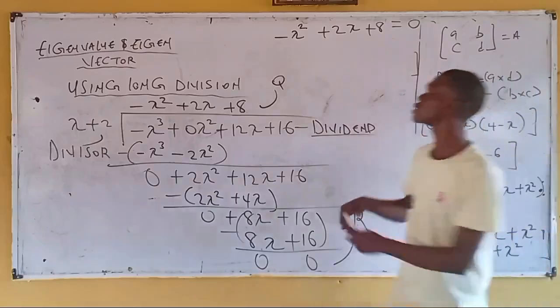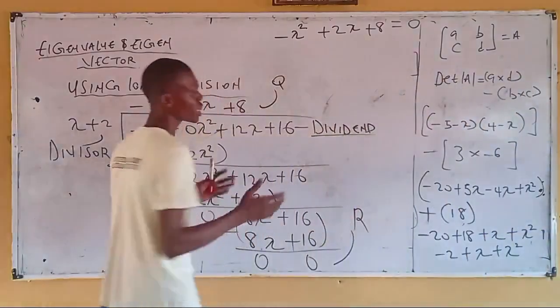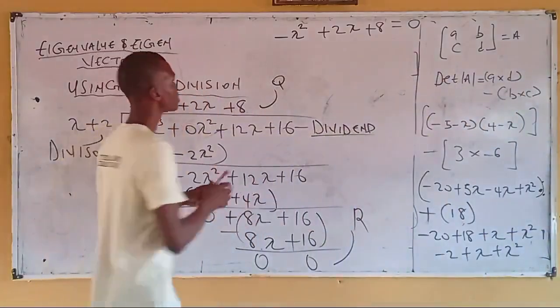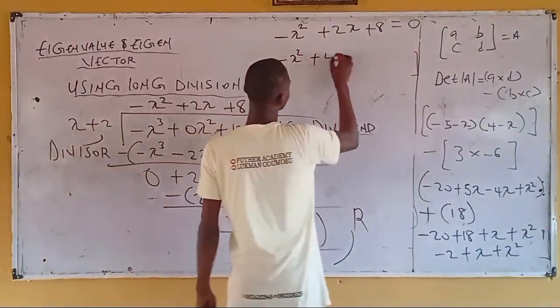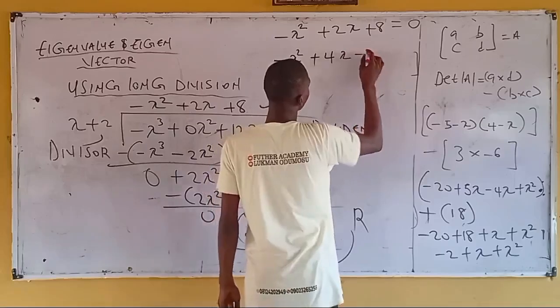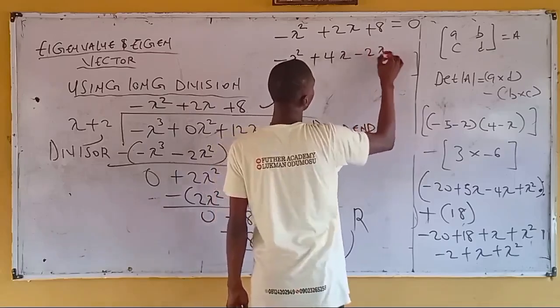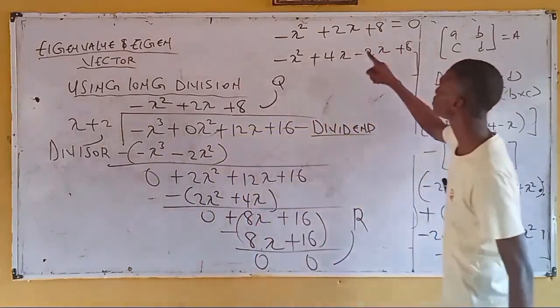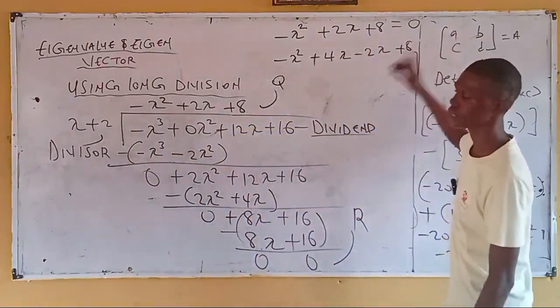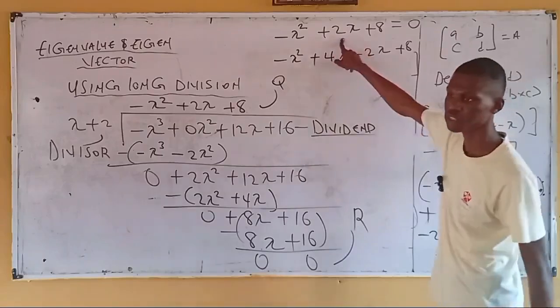So this becomes what? By factorization, what are these common numbers? That's 4 and 2, right? Meaning negative lambda square plus 4 lambda minus 2 lambda plus 8. The idea is that 4 times negative 2, I will have negative 8. 4 minus 2, I will have positive 2, right?